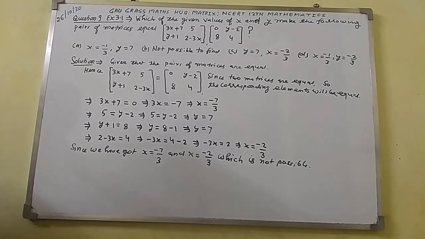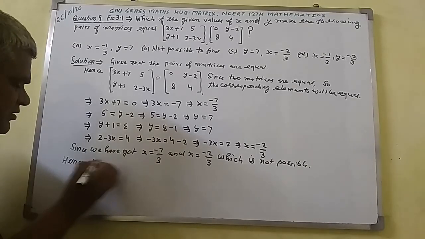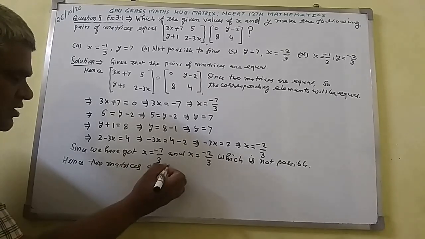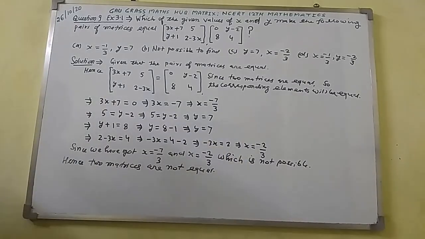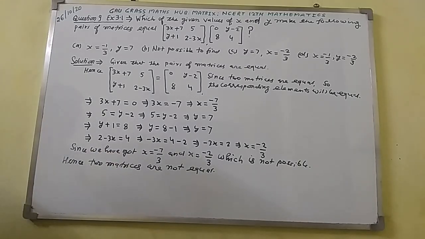Hence, the equality is not possible. Hence, two matrices are not equal. Respective elements are not equal. Hence, two matrices are not equal. So here we can't apply the equality theorem on two matrices. Therefore, option B is the correct answer.